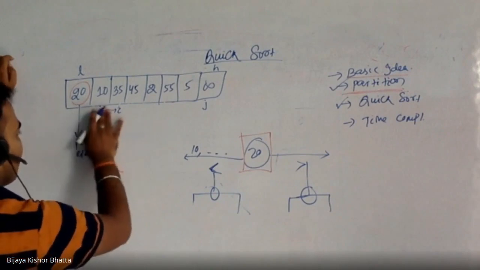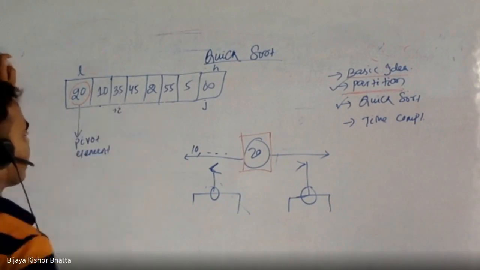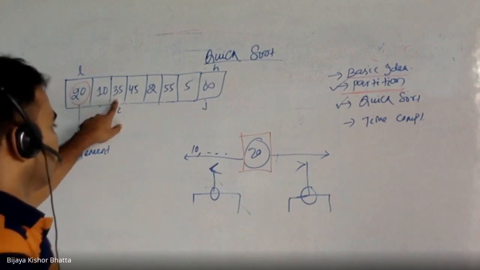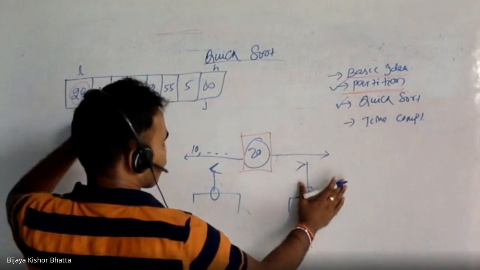Now I is pointing to a number which is greater than 20. 35 is greater than 20, so ideally it should be on the other side. That is our objective.